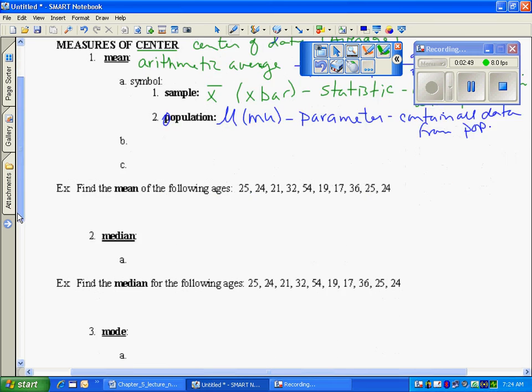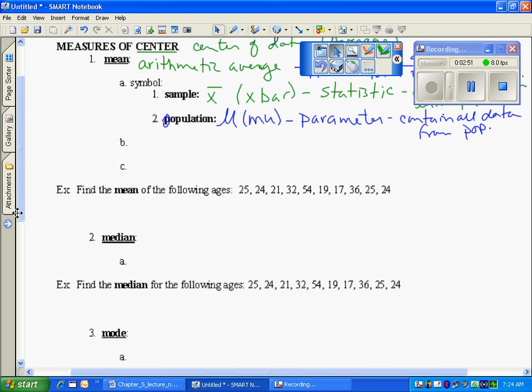So if I look down at this list, these are ages. If I find that total of those observations, it's 277. I'm going to divide that by, if I count them, 1, 2, 3, 4, 5, 6, 7, 8, 9, 10. So my arithmetic mean, arithmetic average, is 27 7/10.